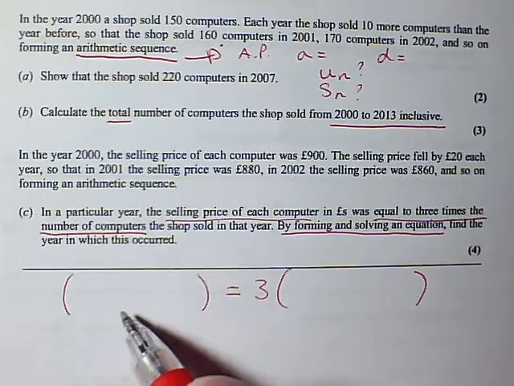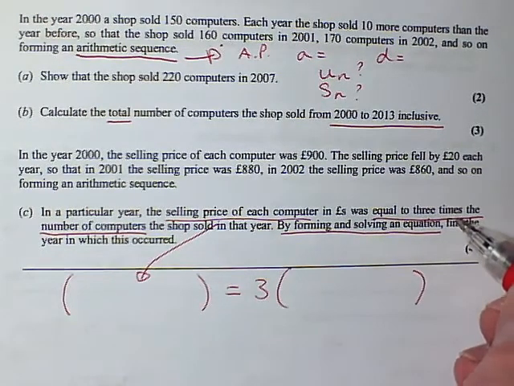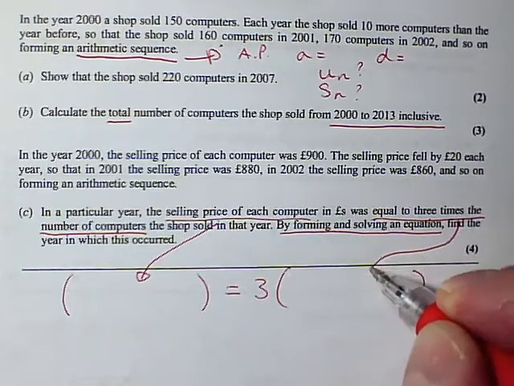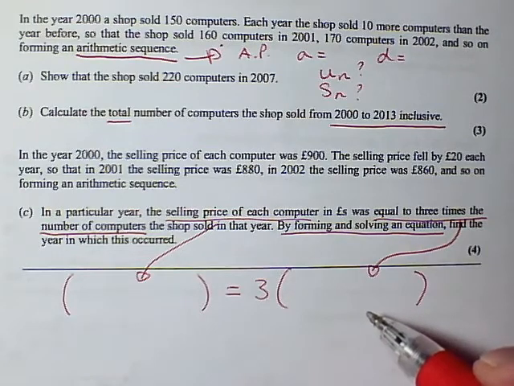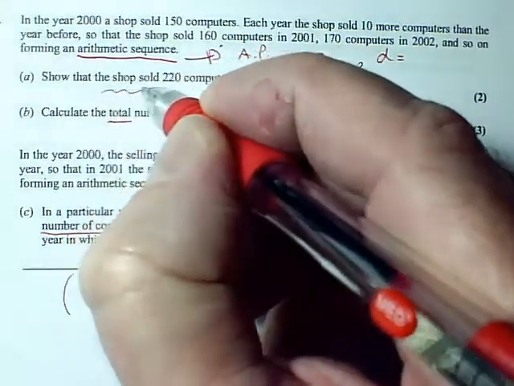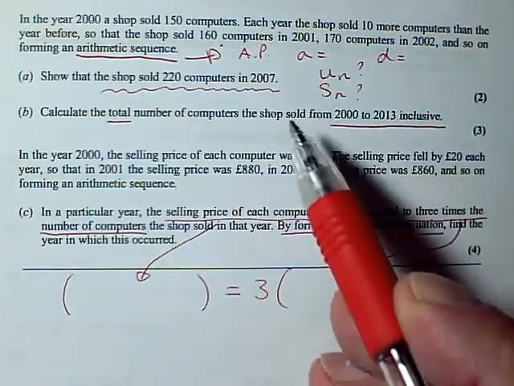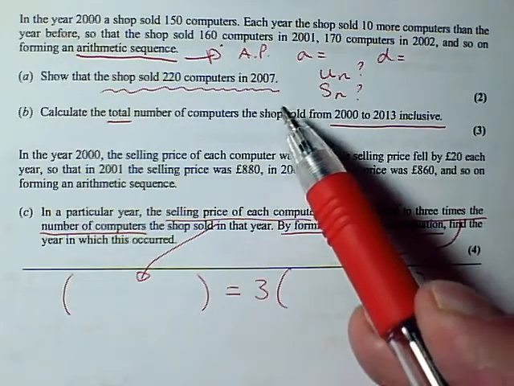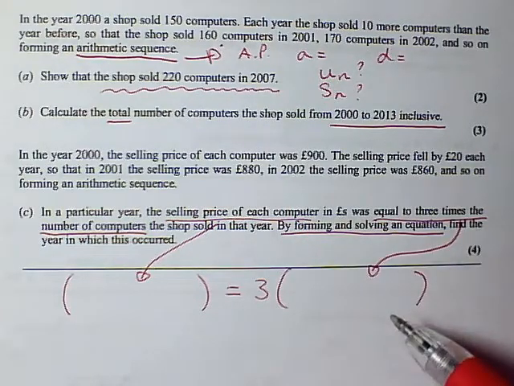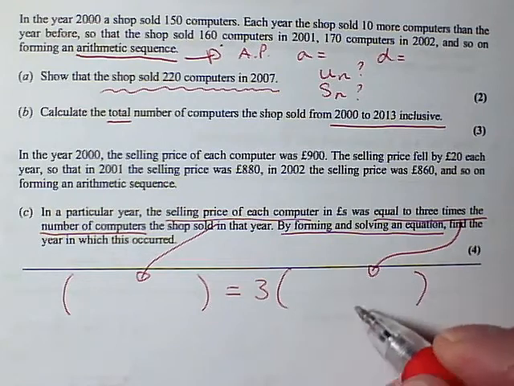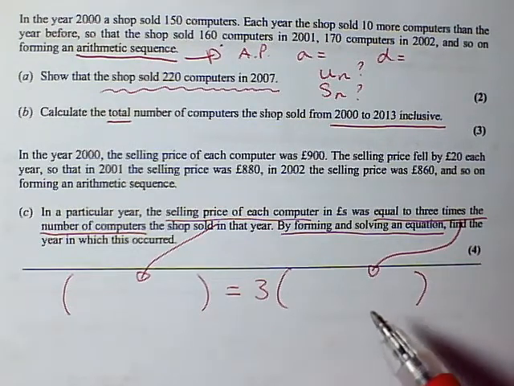So what's got to be in the first bracket? Well, the first bracket must be some algebra that means the selling price of a computer. And then in the second bracket, we've got the 3 times already, so we need 3 times the number of computers the shop sold. Well, we've done some work on how many computers the shop sells. So the formula you used here, you need to rewrite, but using n instead of a particular year. What value of n we don't know, so we need to leave it as n. So this is going to be a variation on the formula you used for part A. So that's the number of computers sold in the nth year.